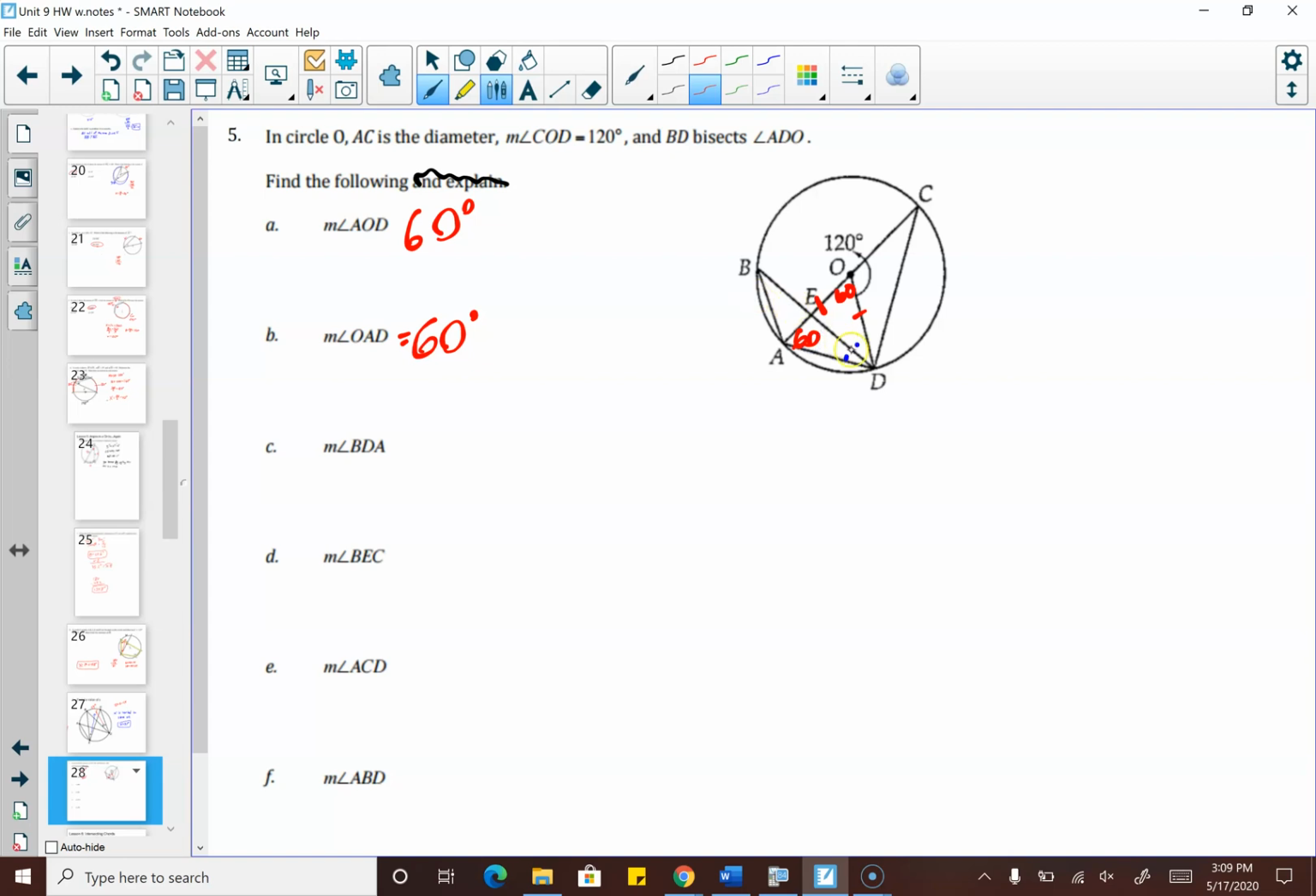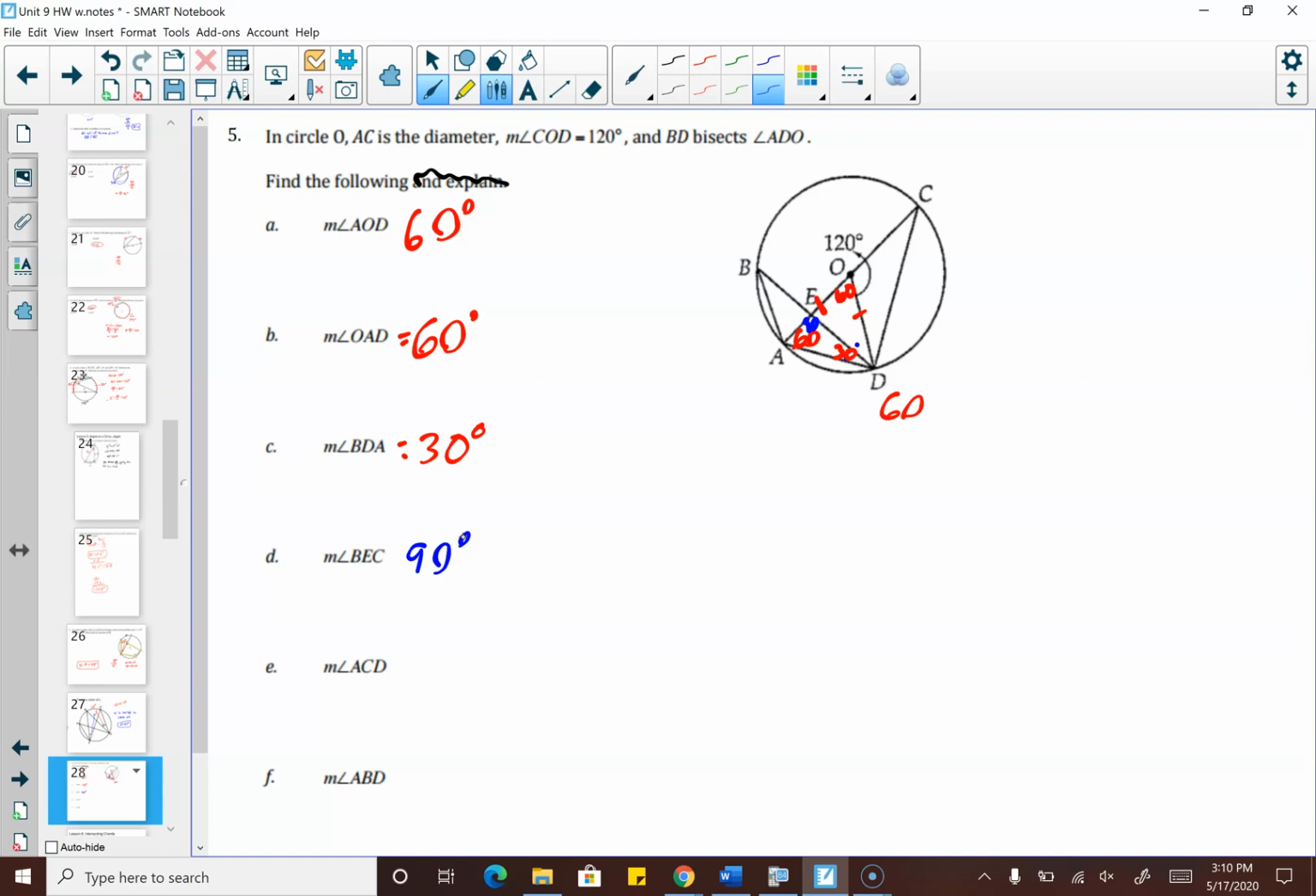We want to find the measure of angle BDA. Well, if we know that whole angle is 60 and it's bisected in half, then we know we've got a 30-degree angle. Now it wants us to find the measure of angle BEC. Well, if we have a 60 and we have a 30, what do we end up with here? Triangle, we end up with a 90. So then we use vertical angles to see that the other side of E is also going to be 90.